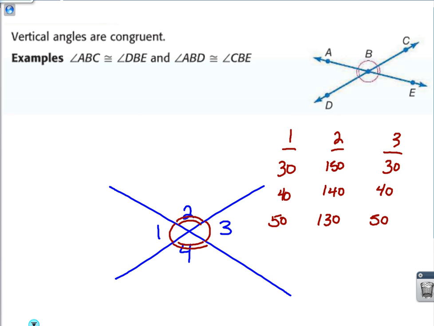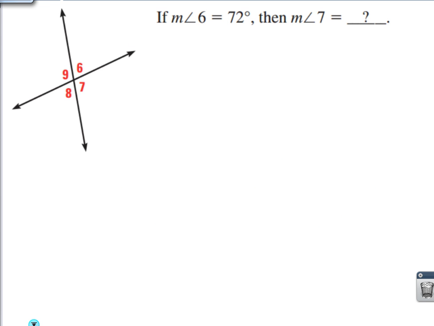Vertical angles are congruent. Put it in your notes. Again, anytime we put a theorem in our notes, we're going to star it. Vertical angles are always congruent. So that means that this angle is always congruent to this angle. This angle is always congruent to this angle.